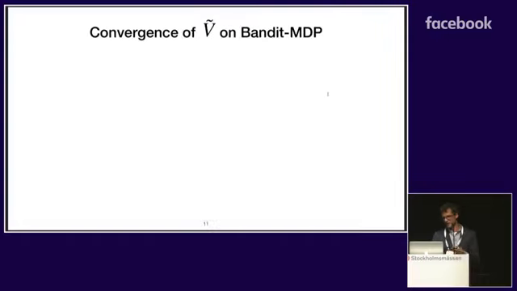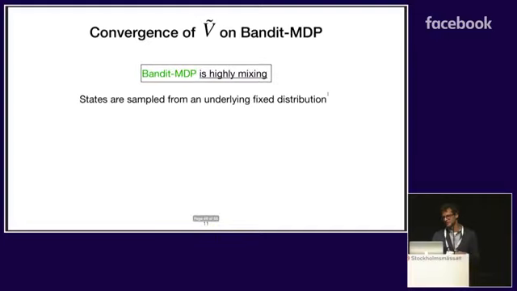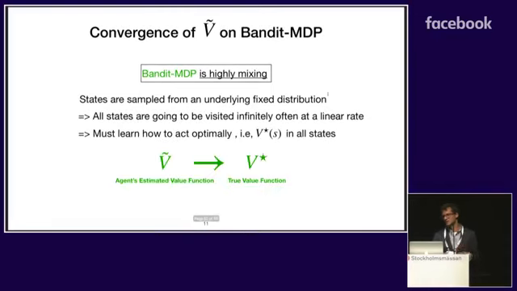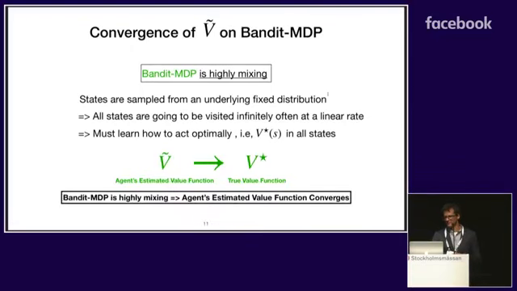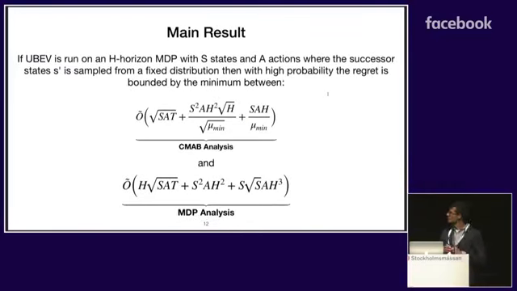But luckily, on the bandit MDP, due to the highly mixing nature, we are able to show that the two are converging, and this is essentially due to the fact that the agent is forced to be visiting every state with a linear rate, essentially. So it has to learn what's the optimal policy there. And therefore, it has to obtain an accurate estimate of the value function. I'm not going to go through the main result because I think I am short on time, but you can find it in the paper.